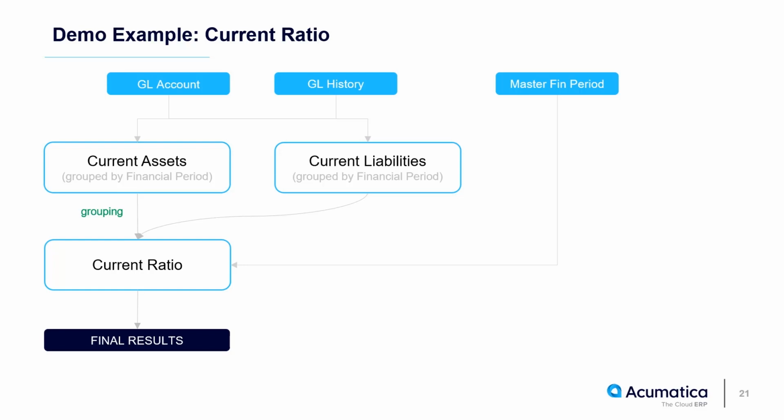To do this, I create GIs to summarize the current assets and current liabilities. Then I use these inquiries to compute the current ratio. In my third query, I bring in the master financial period table to help me convert the financial period to a date. This is going to be useful for processing a dashboard.